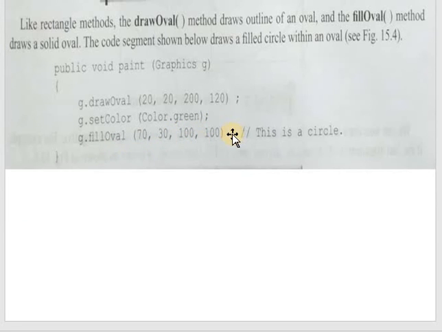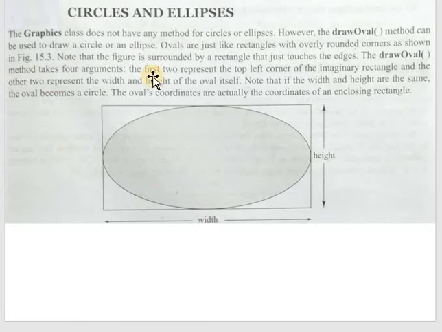fillOval of this particular value. What is mentioned here? X value, Y value, then width and height. So automatically we will get a filled oval. The oval is filled here. So this is the application here.